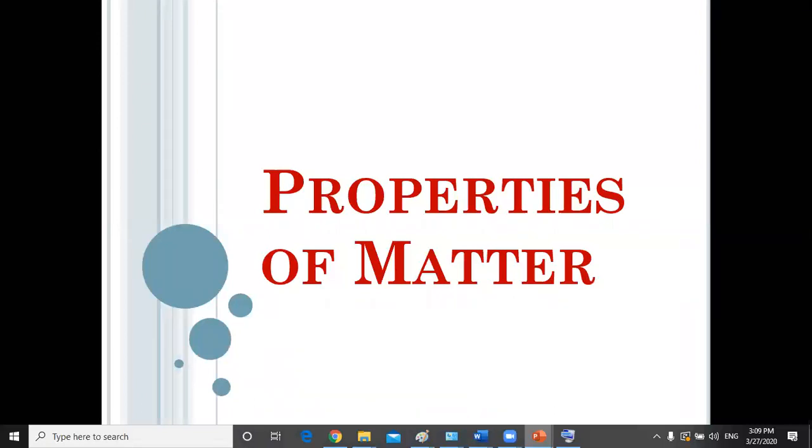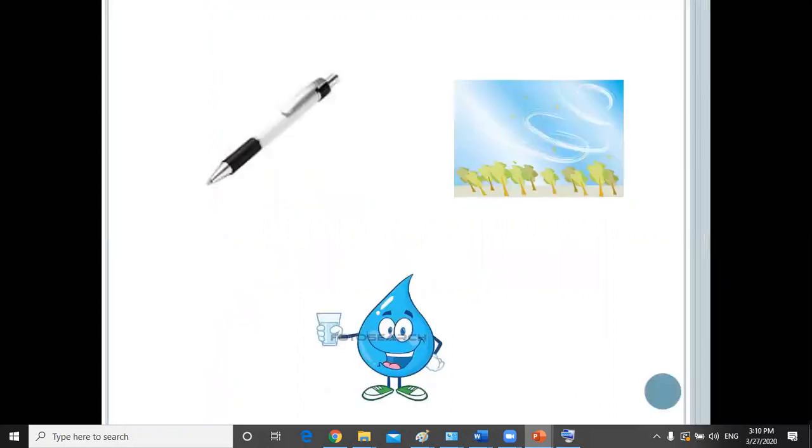As we know, matter is everything around us. Everything you can see, touch, feel, or smell. Look at this pen. Is it a matter? Yes, great job. It's a matter. Pen is a matter.